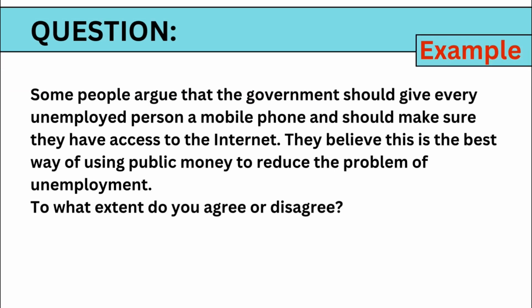Here we have the question. Some people argue that the government should give every unemployed person a mobile phone and should make sure they have access to the internet. They believe this is the best way of using public money to reduce the problem of unemployment. To what extent do you agree or disagree? As you know, first of all, you need to understand the question and then its requirement. Think about what it is asking you to do.